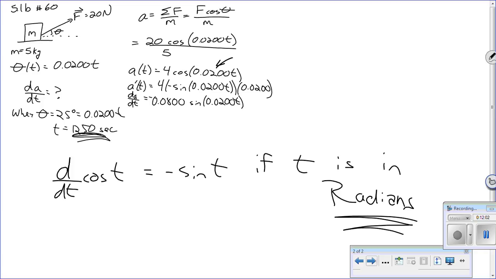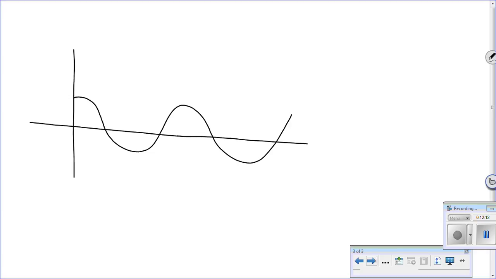So the question is why does it have to be in radians? If you graph cosine, it looks like this, right? I don't want to go into a ton of math, but here's 2 pi. The derivative of cosine at 2 pi is 0, right? But that's not, I mean, 180 degrees.